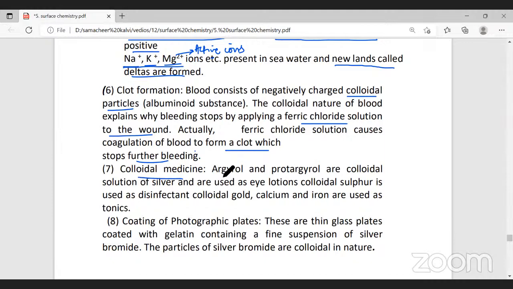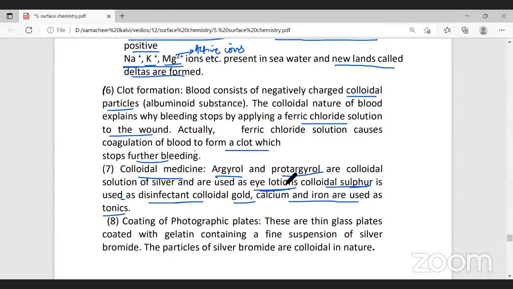Next, colloidal medicine. These three terminologies you should remember. Argyrol, protargol, or colloidal solutions of silver, are used as eye lotions. Colloidal sulfur is used as a disinfectant. Colloidal gold, calcium, and iron are used as tonics. So colloidal particles are also used in medicine.